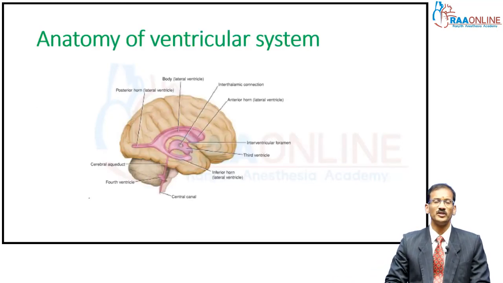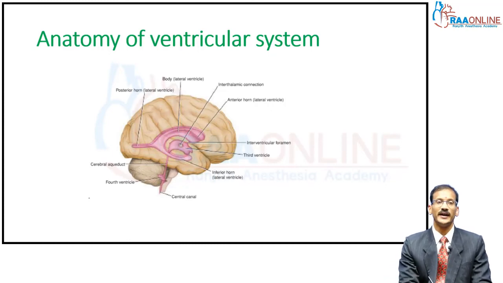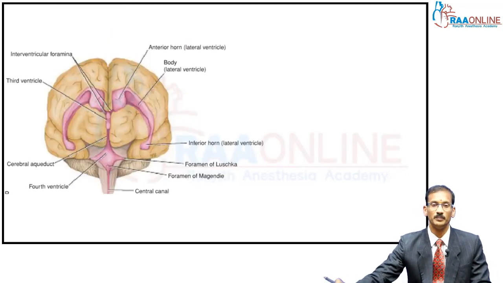Coming to a little bit of anatomy of the ventricular system. Here we have the lateral view of the brain. If you look at the picture, we have the lateral ventricle, the third ventricle, fourth ventricle, and then you have the fluid going into the spinal canal. The next picture might be better.